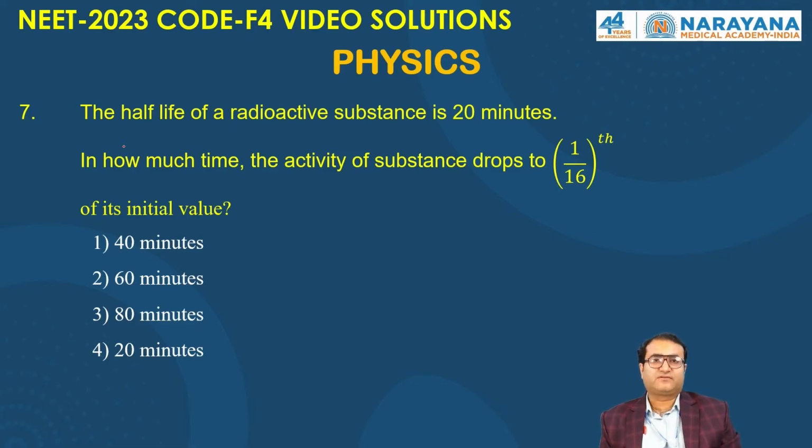Question number 7. The half-life of a radioactive substance is 20 minutes. In how much time does the activity of the substance drop to 1/16th of its initial value? Activity is directly proportional to the number of nuclei present. So the number of nuclei is reduced to 1/16 times. After the first half-life, the number of nuclei present is n0 by 2. Next half-life it is n0 by 4. Next half-life it is n0 by 8. Next half-life it is n0 by 16. So we can count how many half-lives there are: 1, 2, 3 and 4. So 4 half-lives means 4 into 20 minutes. It is taking a total time of 80 minutes. Third option is correct in this case.